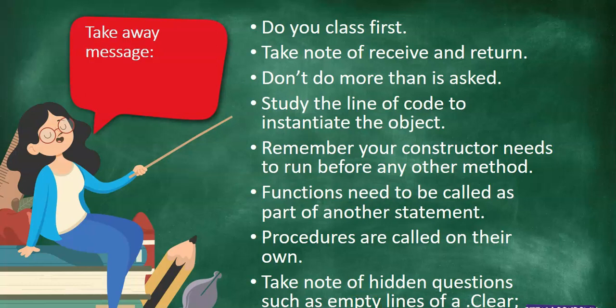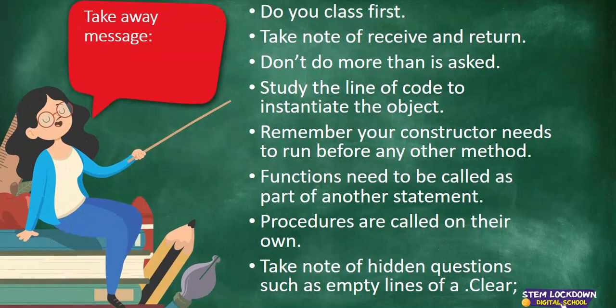So this is what we've learned today, and you now know how to do your class. Please always do it first. Then take note of the word receive for parameters and return for functions. And then don't do more than the question is asking you to do. Study the line of code for instantiating the object. Remember your constructor needs to run first. And then take note of how functions and procedures are called. And then lastly, take note of those hidden questions where we have empty lines or maybe a dot clear.